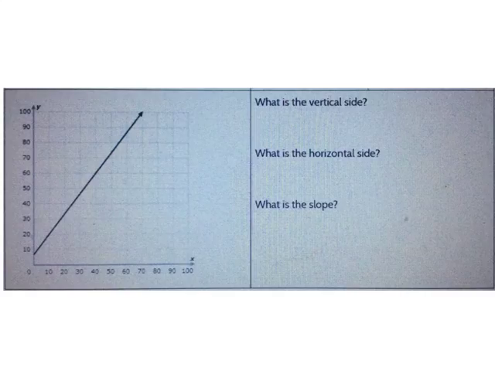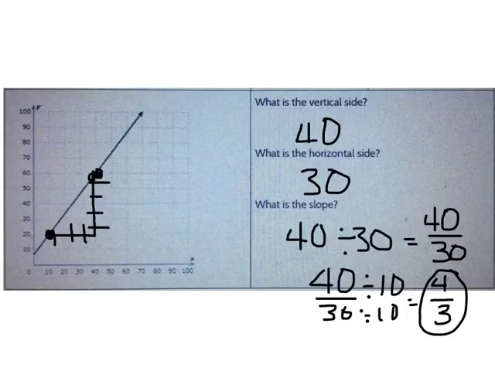Now try one on your own. What's the slope of this line? The slope of this line is 4/3. The vertical side length of the triangle could have been 40 or 80. The horizontal side length could have been 30 or 60. When I divide 40 divided by 30, I get 40 over 30. And when I simplify by 10, I get 4 over 3.